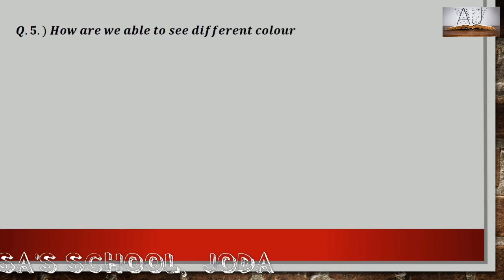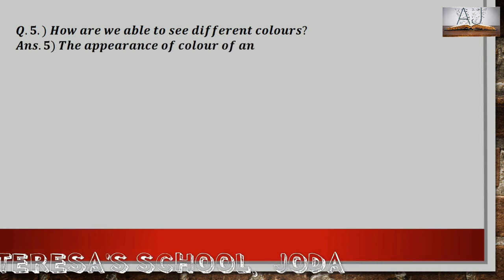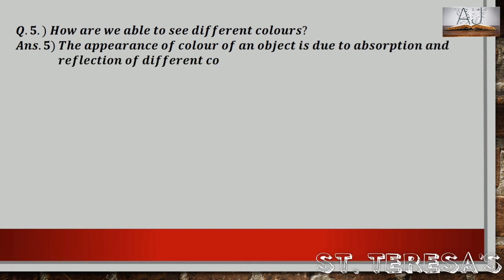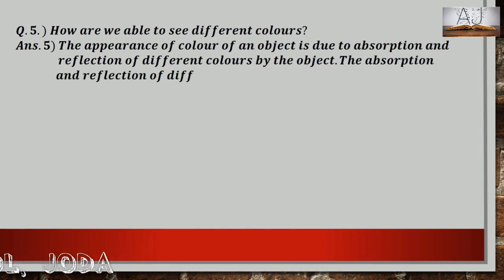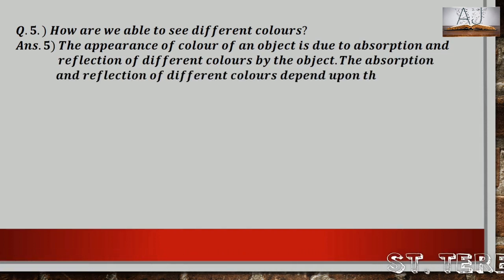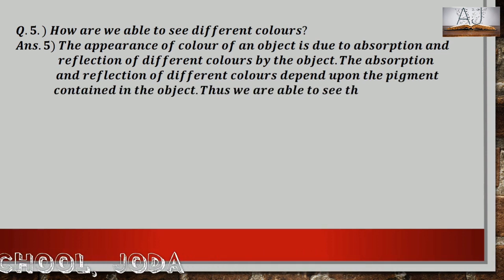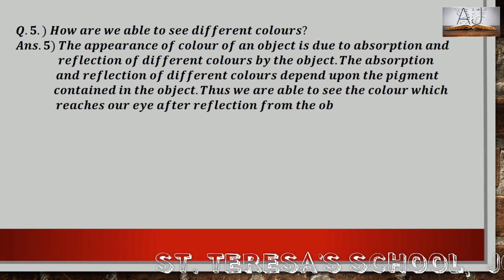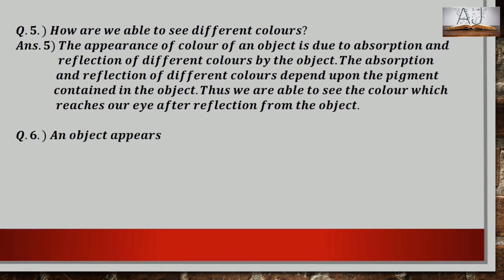Okay, now let us see the next question. Question number 5. How are we able to see different colors? Yes, how can you see different colors around you? The appearance of the color of an object, why? Is due to the absorption and reflection of different colors by the object. Okay, the absorption and reflection of different colors depend upon the pigment which is contained in the object. According to the pigment, it will reflect or absorb the light. So thus we can say that we can see the color which reaches our eye after reflection from the object.